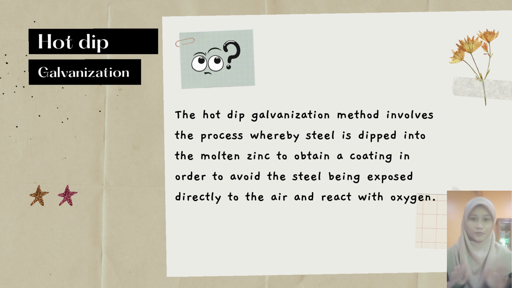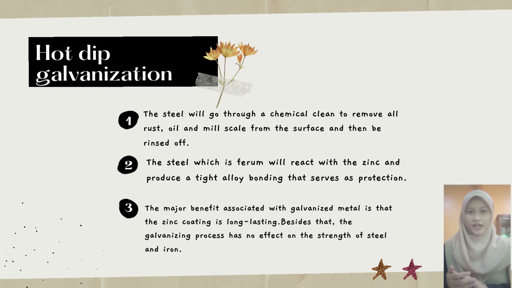In surface preparation, it involves degreasing, pickling, and fluxing. Once the steel is ready, it will be immersed into the molten zinc in the galvanizing process. At the last step, which is the quickest step, the steel will be inspected to determine the coating thickness, adherence, uniformity, and also its appearance. In hot dip galvanization, the steel will go through a chemical clean to remove all rust, oil, and mill scale from the surface and then be rinsed off. After that, the coating process will begin.